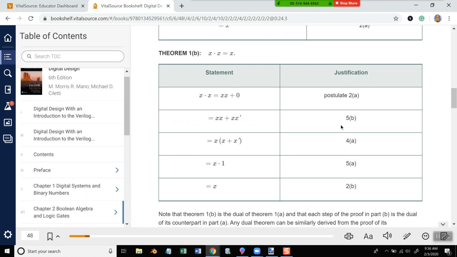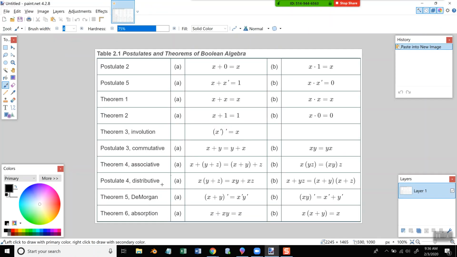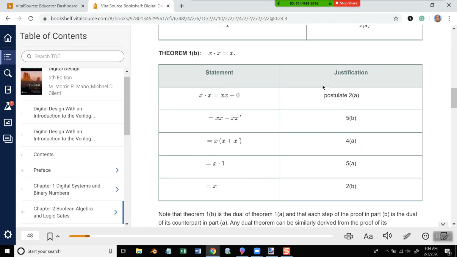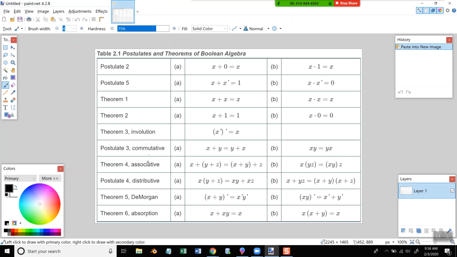Postulate 5b. Oh no, 4a. 4a is what it should be. Where's 4a? Postulate 4a. Okay, going backwards. I see it now. No, oops, we started with that.